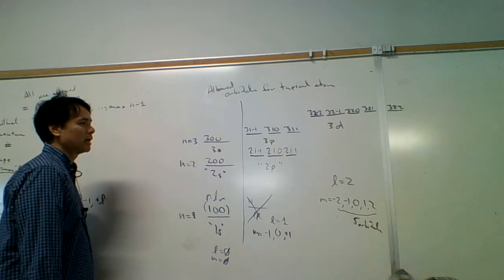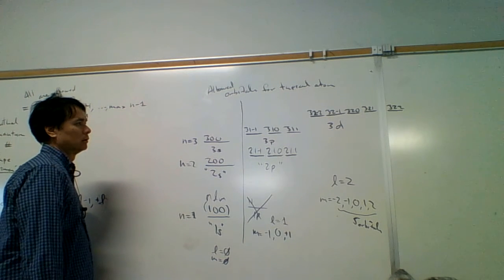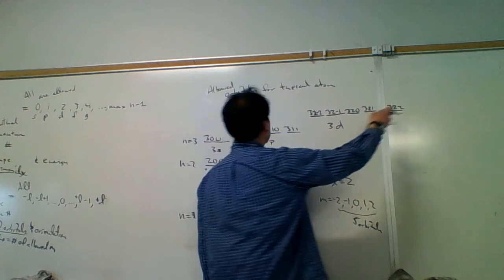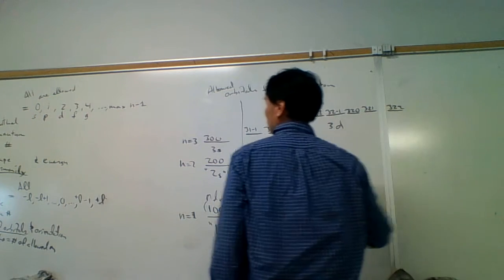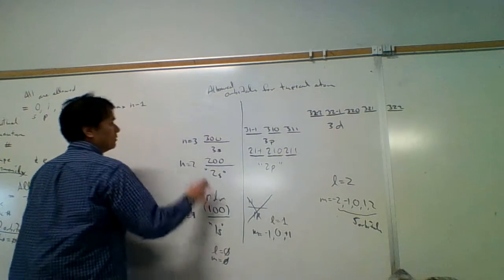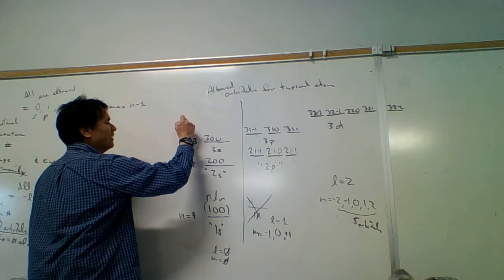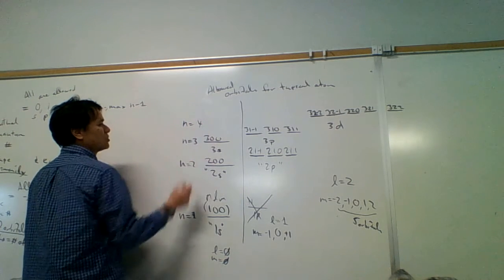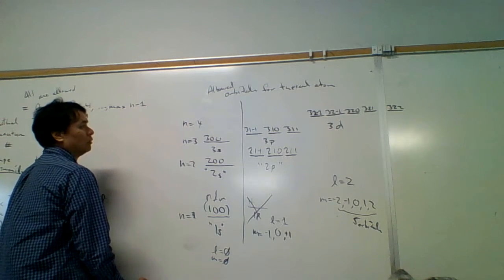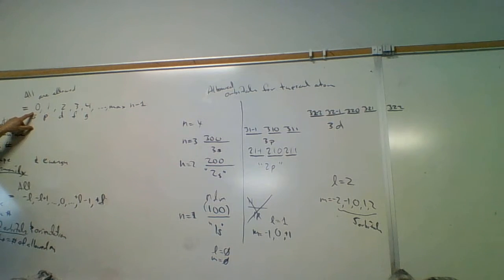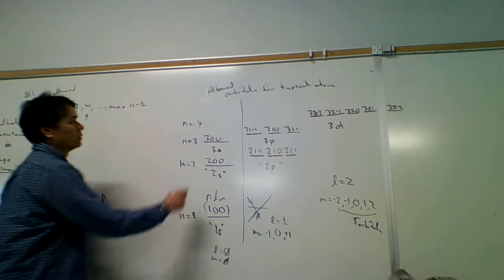And then what comes next? N equals 4. I can't go to 3f because that would exceed the max. And so I have to go to n equals 4. A strange thing happens with n equals 4. When I go to n equals 4, the first orbital is the 4, L=0. And so it's a 4, 0 orbital, which is a 4s.